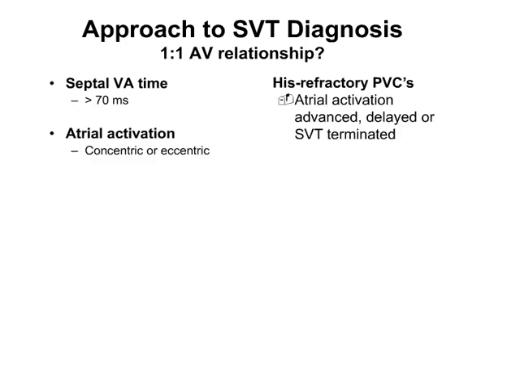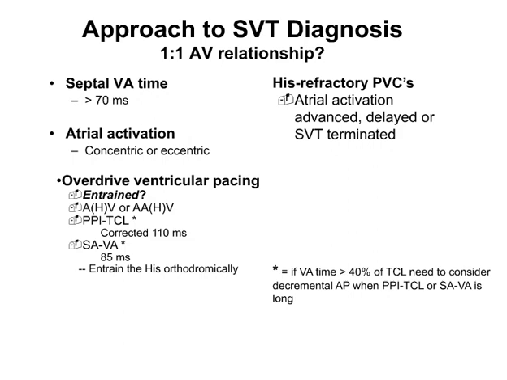So I think the approach to SVT, first of all, is there a one-to-one AV relationship? If there's AV block, ORT's out. If there's AV block, it's more likely to be AT, but you still have to do a little work to make sure it's not AV node reentry. Septal VA time can help exclude ORT if it's too short. 50 is probably an absolute number. 70 excludes the vast majority.